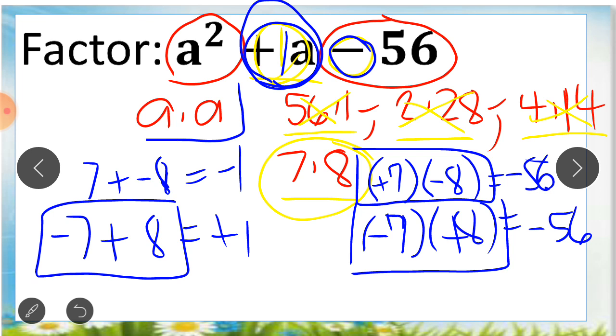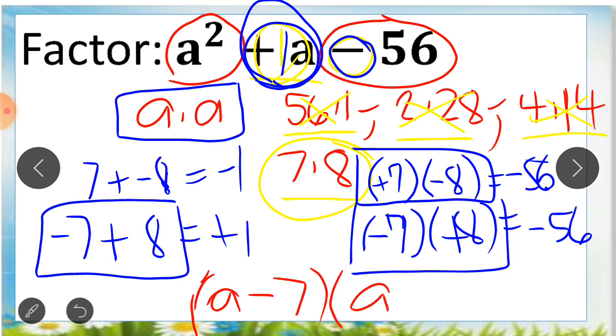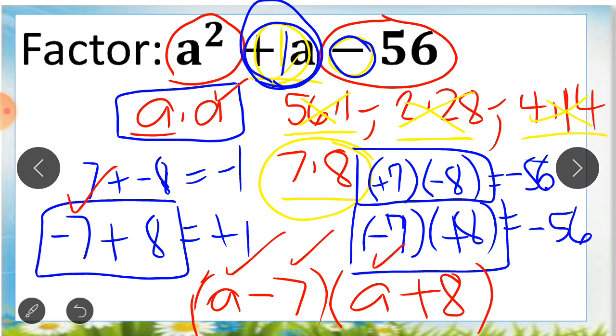For the first term, we have A times A. So our final answer will be A minus 7 times A plus 8. Okay, A negative 7, A positive 8. Okay, so the sign here is very important. You cannot interchange positive and negative, because if you do that, you'll end up with a negative 1 as the middle.